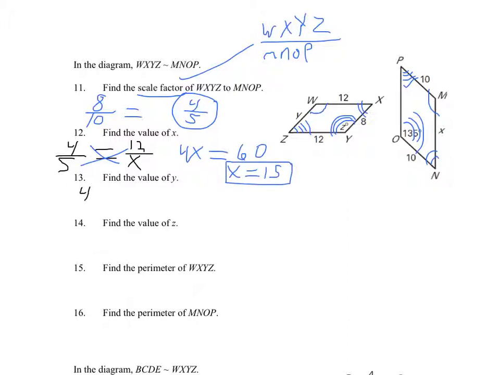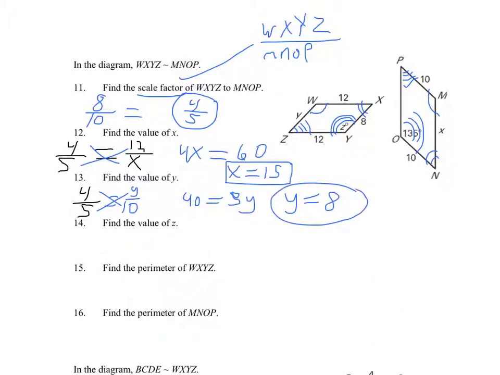Let me use 4 to 5 again when we find y. So y is this side on the left, and it corresponds with 10. So y and 10. So 4/5 equals y over 10. Alright, and so that's 40 equals 5y. Divide both sides by 5, and you realize that y equals 8.